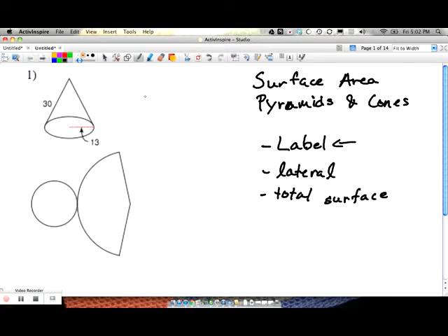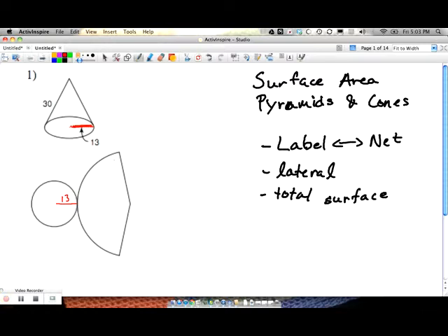So let's do that. By the way, we're going to label the net. That's what we're doing, because this is a net. We're going to label that with the information that we have. So let's start with these pieces here. I look at the circle, and I notice that I have a radius, and it's 13, so I'm going to go down to this circle, and that's a radius of 13.